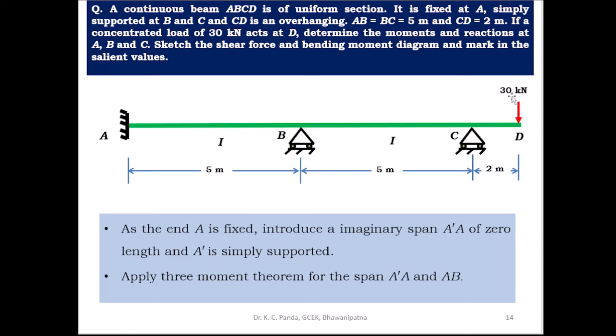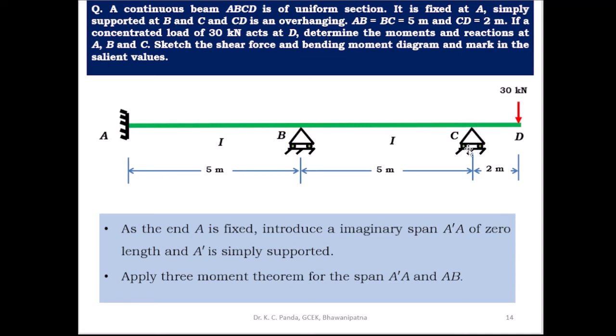So here you have to take this overhanging portion as a cantilever, and find out the bending moment at the support C. The moment at C, MC, is equal to minus 30 into 2, that is equal to minus 60 kilonewton meter.